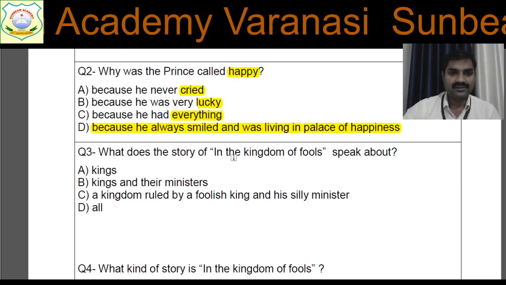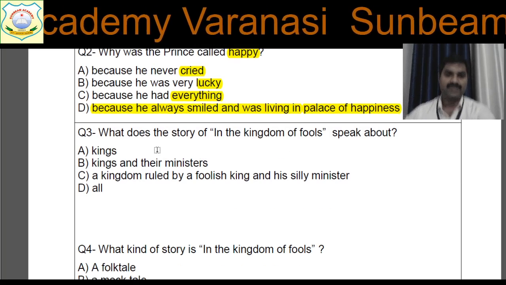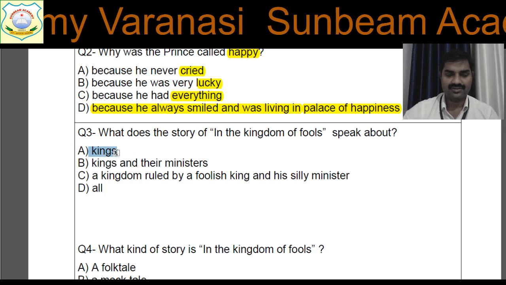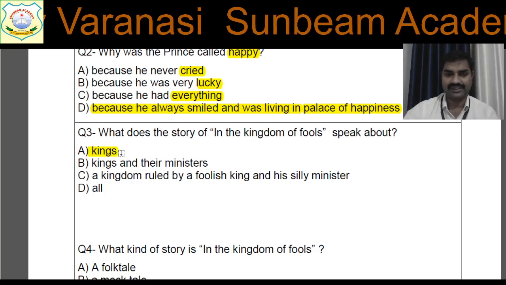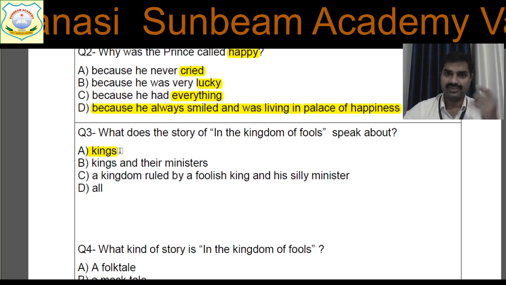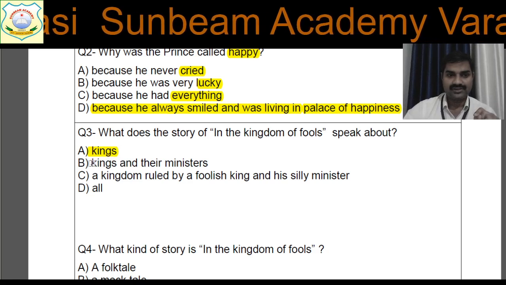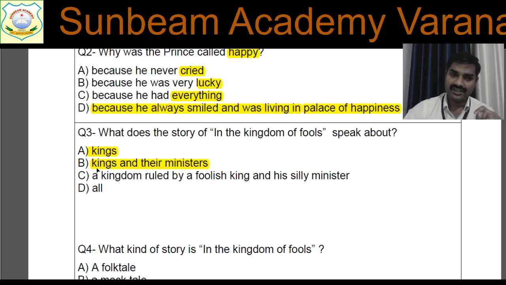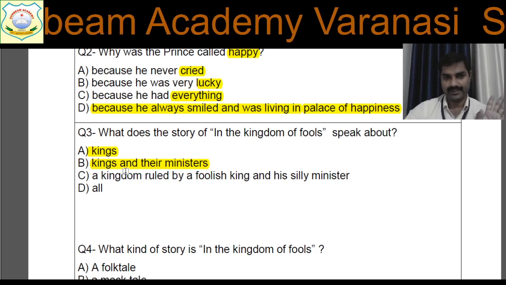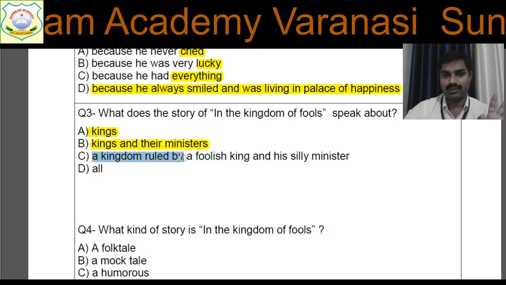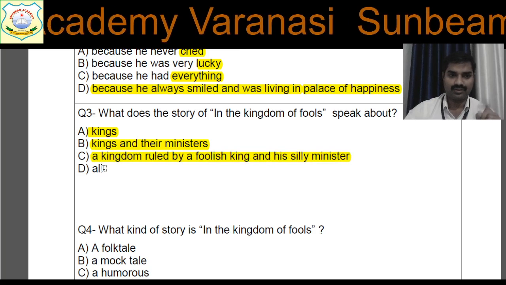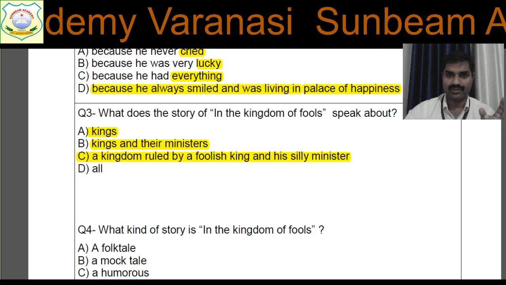Let us see the next question. What does the story of In the Kingdom of Fools speak about? Kings? No, there were not kings, there was one king. So it is not talking about many kings. So the first option is wrong because it says kings. Kings and their ministers. Yes, there was a king and there were ministers, but kings were not there. A kingdom ruled by a foolish king and his silly minister. Yes, it is appealing. So here option C is the most appropriate one.